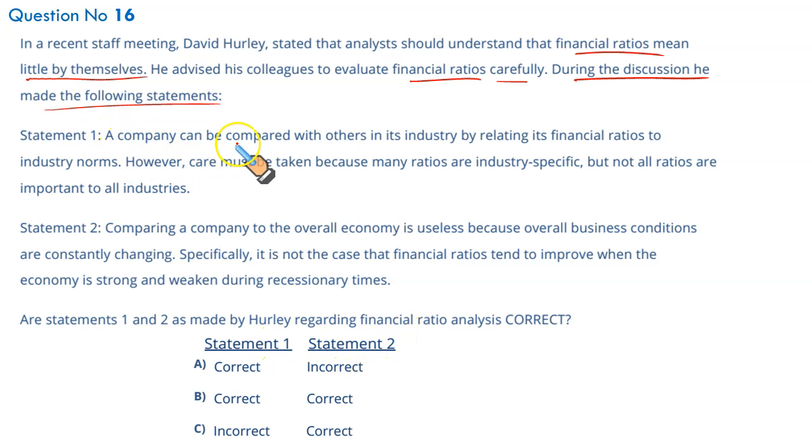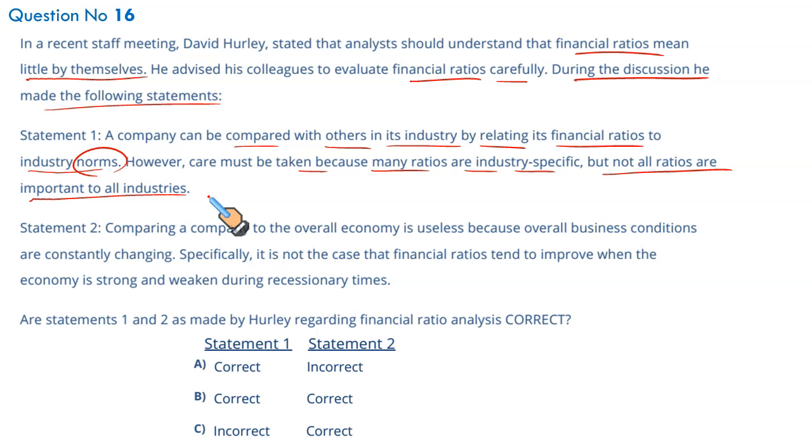Statement 1. A company can be compared with others in its industry by relating its financial ratios to industry norms. Norms mean standards. That is perfectly fine. However, care must be taken because many ratios are industry specific, and not all ratios are important to all industries. That is correct. Some ratios are specific to some industries, some to other industries. So in order to make a good comparison, you can compare your company's performance with the overall industry standard. This is a correct statement. The first one is correct.